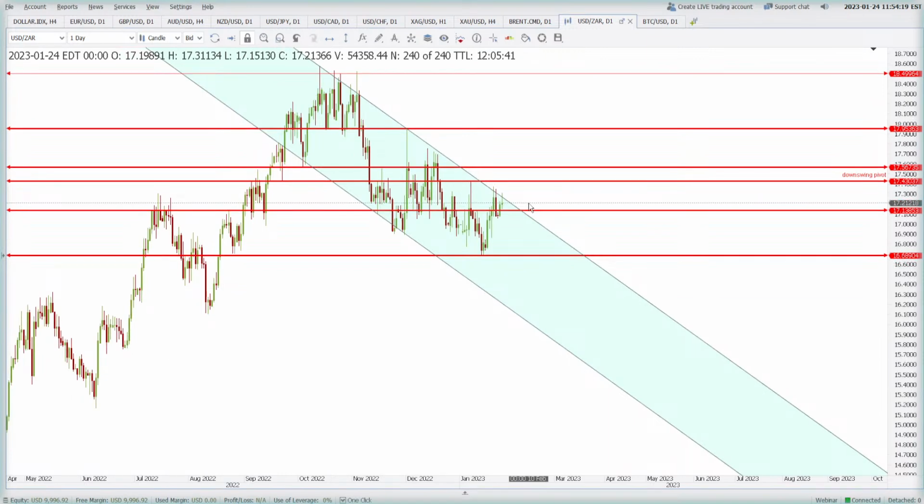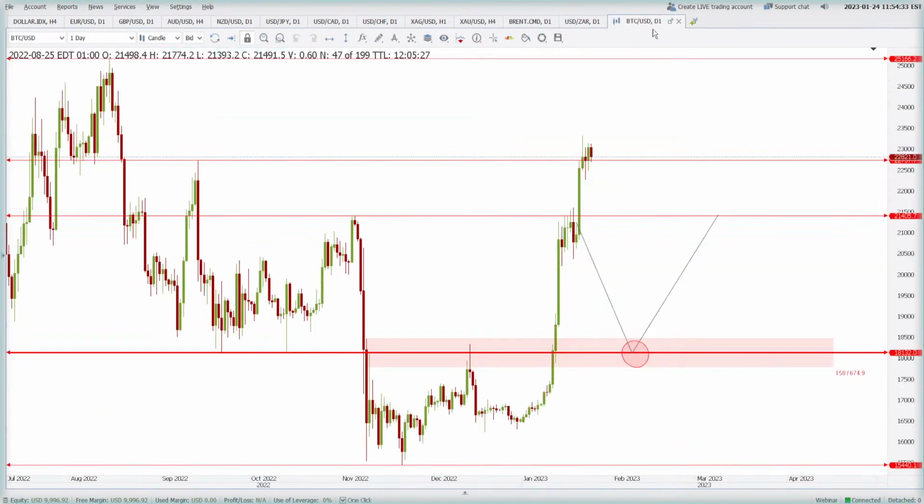Make sense, guys? Once this falling channel breaks, the price tends to go to the highest point from where the channel had started. So expect the price to go at least towards 18.499 if this channel breaks to the upside. Okay, last thing, the Bitcoin.